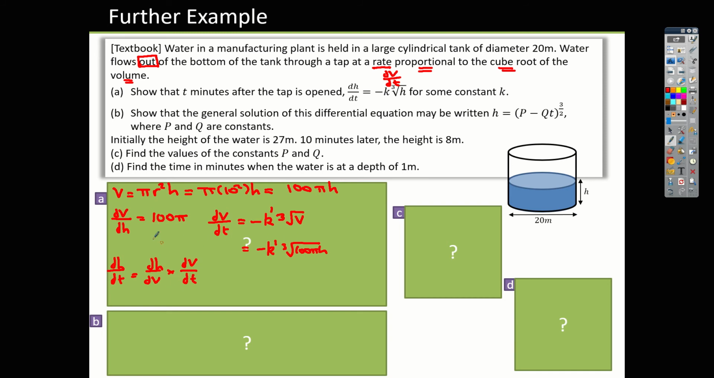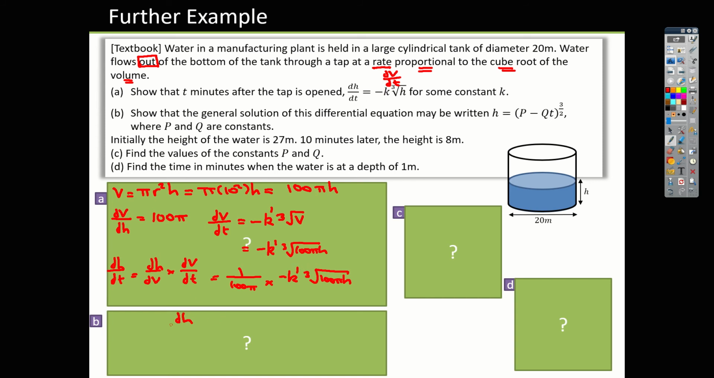Now both of these I've worked out, except this one, I need to take the reciprocal to get dH by dV. So this will be 1 over 100 pi times dV by dt, which is minus k dash times the cube root of 100 pi h. Excellent. Now I'm going to continue. I'm going to combine some constants together and write it eventually in the form that I want.